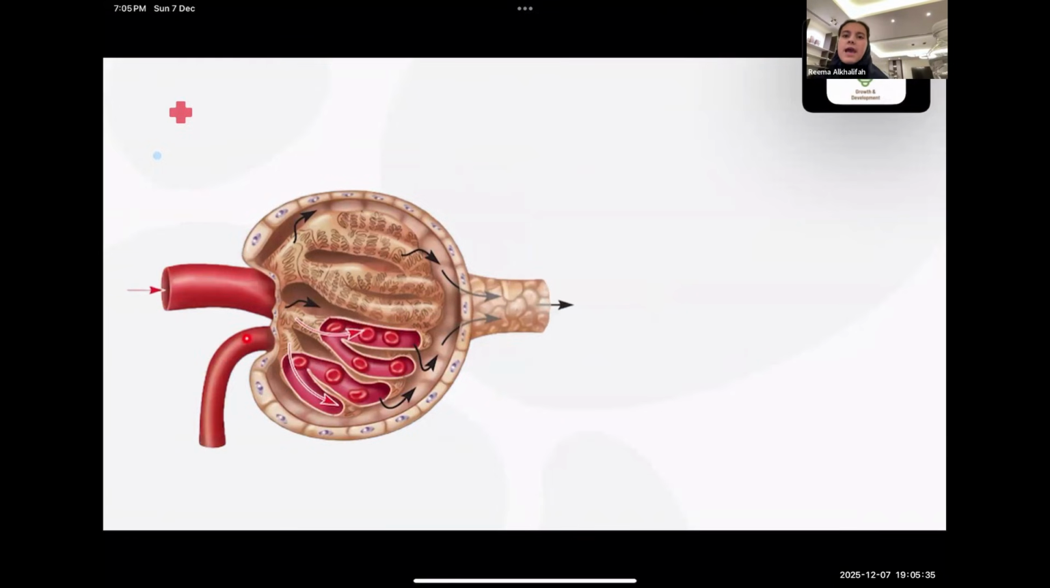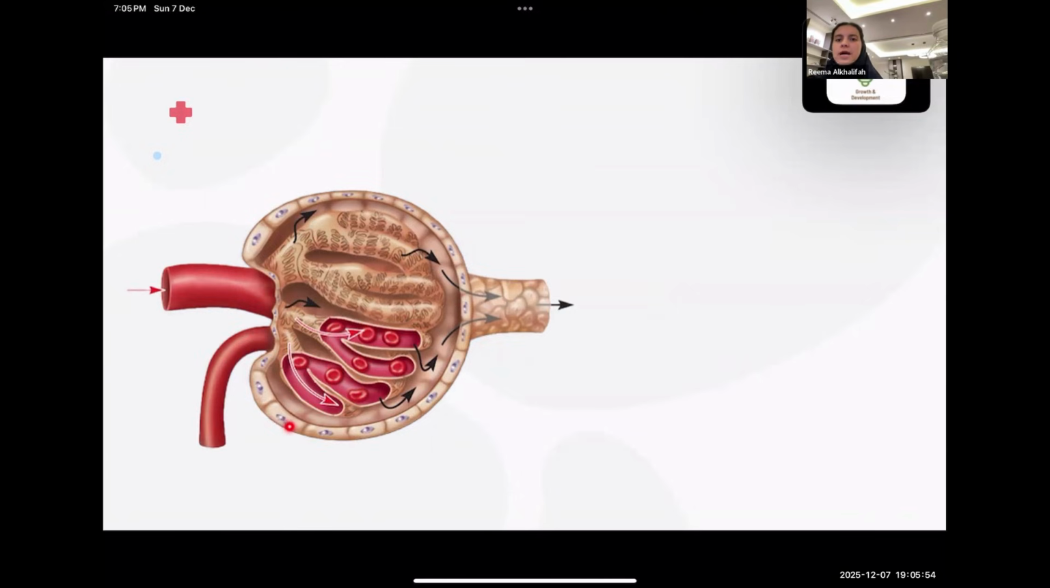Now, this is the afferent arteriole. This is the efferent arteriole. So you can notice the blood is going to go into these capillaries. This is a capillary bed, which is called the glomerulus. And this outside structure is called the Bowman's capsule.